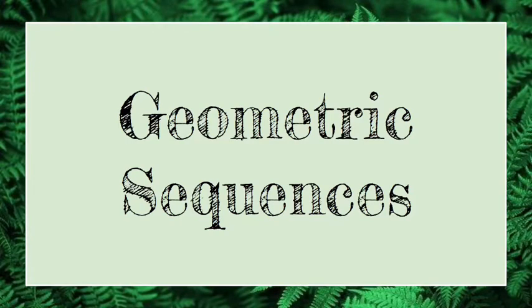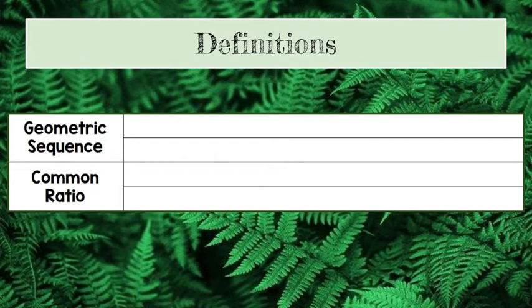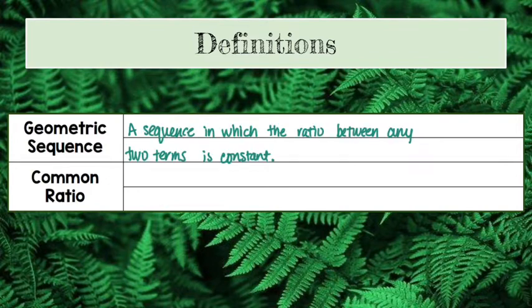Today's video is going to be about geometric sequences. We've learned about arithmetic sequences in the past, and in arithmetic sequences, they have a common difference between each term. So you add or subtract the same number every time. In a geometric sequence, this is a sequence in which the ratio between any two terms is constant.